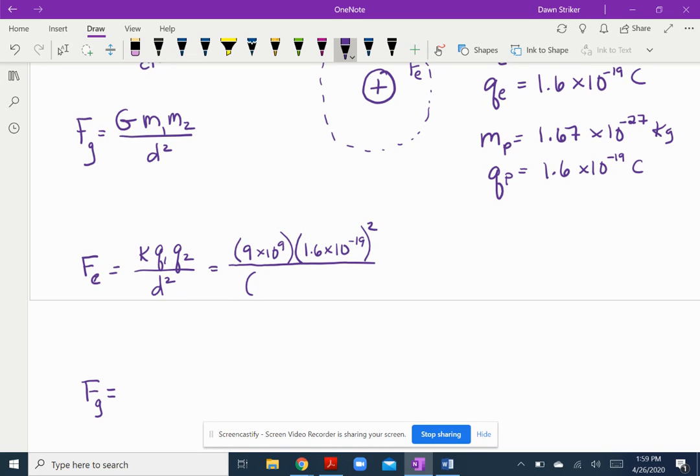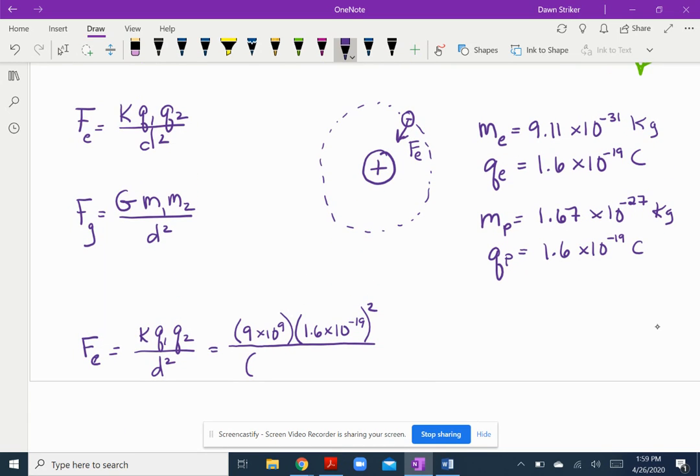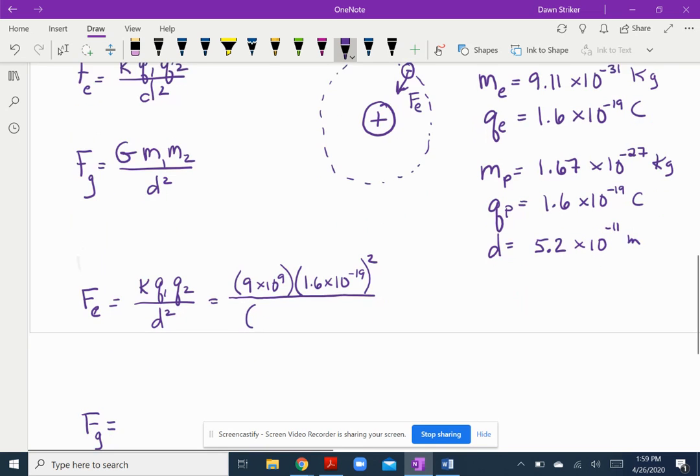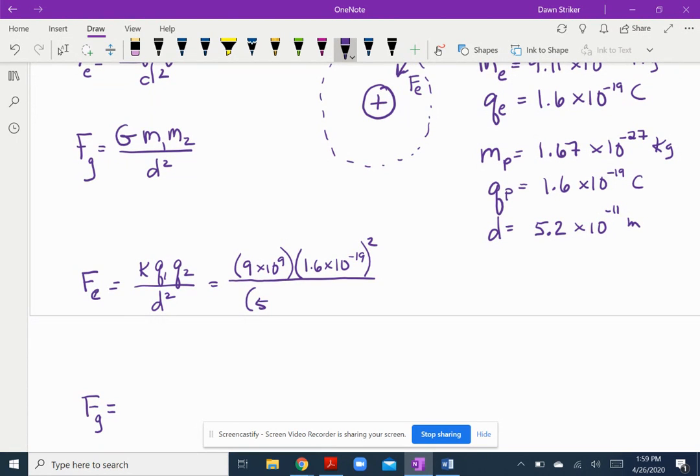Well, I didn't write down the distance. The distance between the proton and the electron in the hydrogen atom is 5.2 times 10 to the negative 11 meters. So they're really close together. 5.2 times 10 to the negative 11, and I'm going to square that. So now I take my calculator and do that calculation. You can pause the video. It would be a really good idea for you to pause the video and do the calculation and then make sure it matches mine.